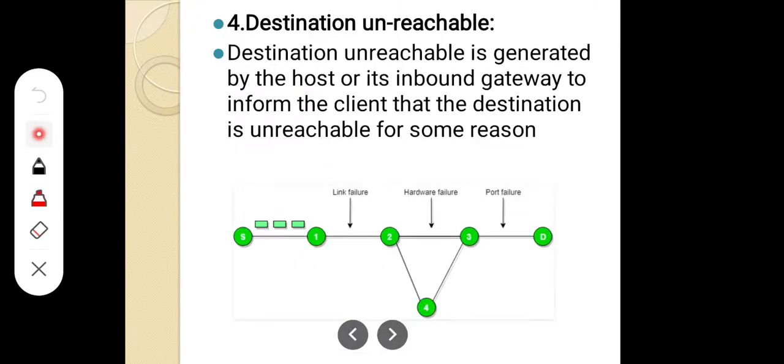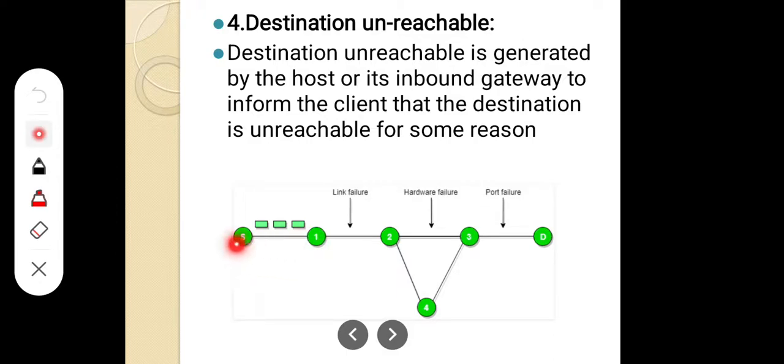Next is destination unreachable. Destination unreachable means if there is any failure in the connection or in the link, that has to be reported to the source. That is called destination unreachable. It is generated by the host or its inbound gateway to inform the client that the destination is unreachable for some reason.